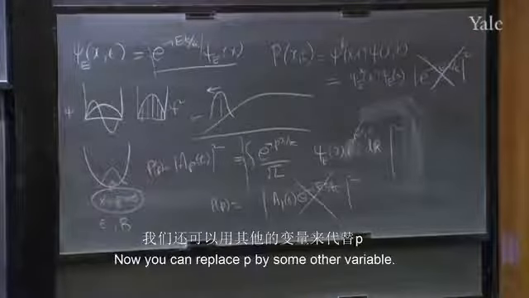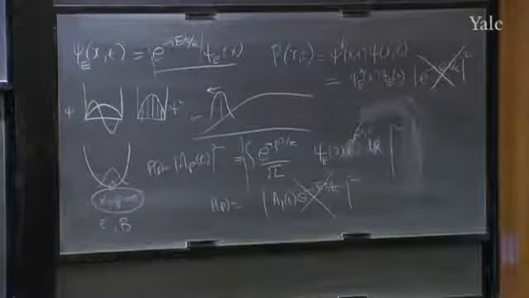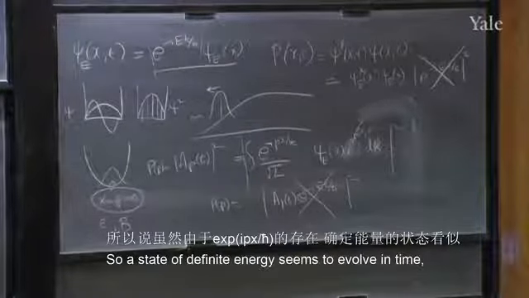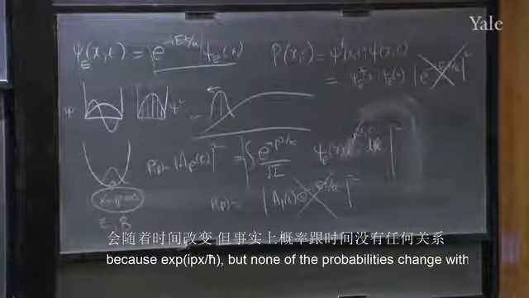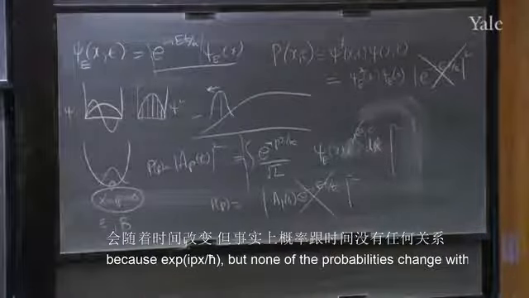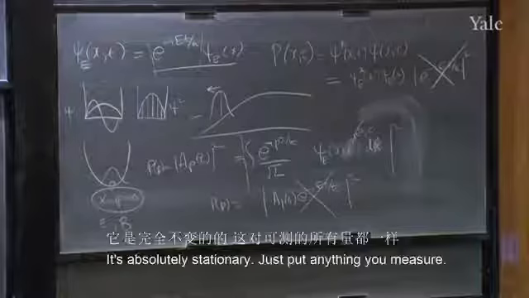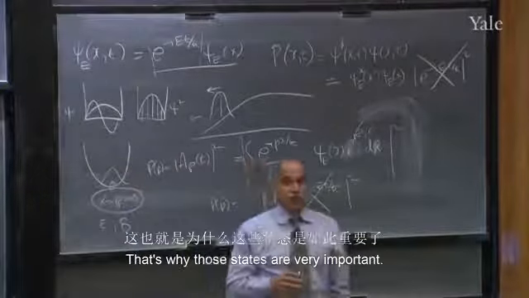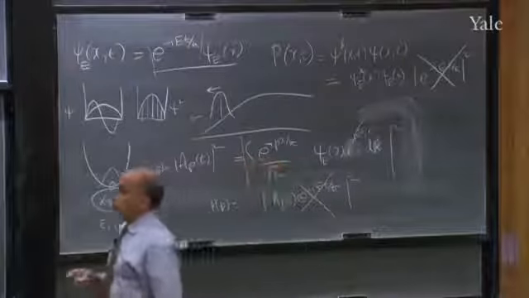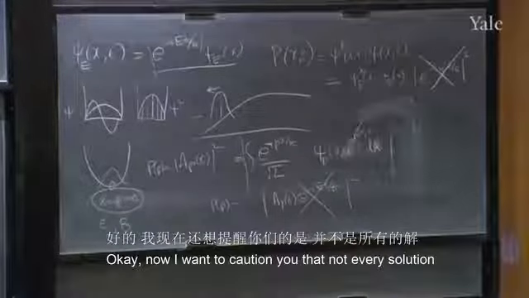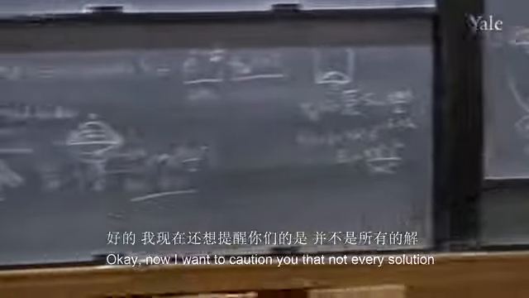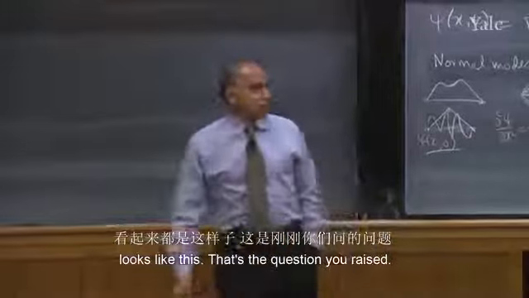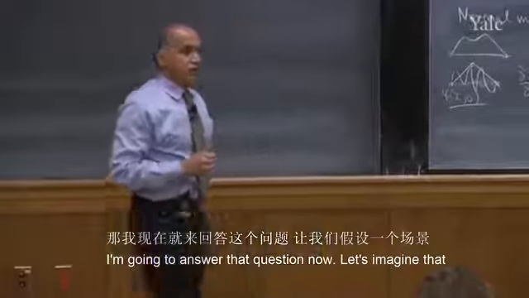Now you can replace p by some other variable. Doesn't matter. The story is always the same. So a state of definite energy seems to evolve in time because of e to the minus iEt over h bar, but none of the probabilities change with time. It's absolutely stationary with respect to anything you measure. That's why those states are very important. Okay, now I want to caution you that not every solution looks like this. That's the question you raised. I'm going to answer that question now.